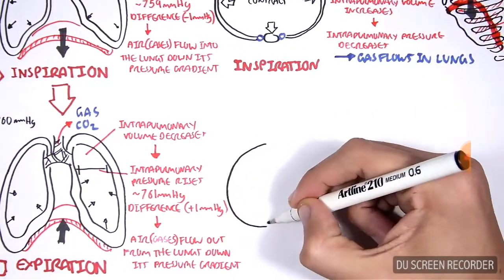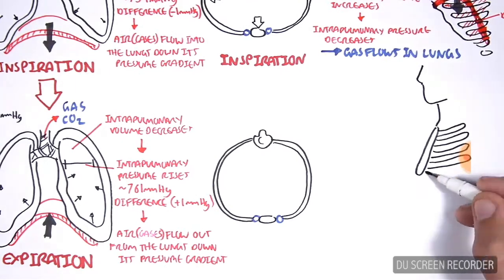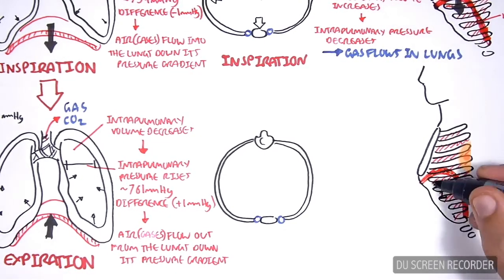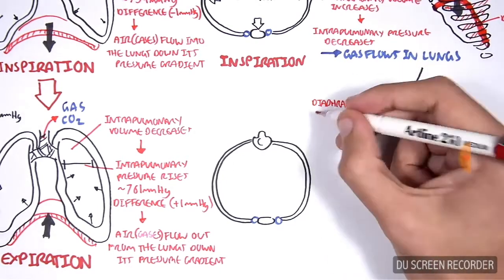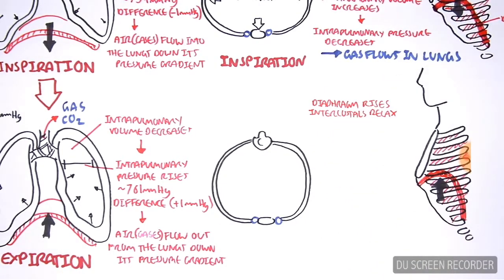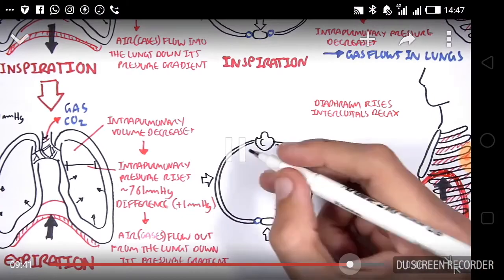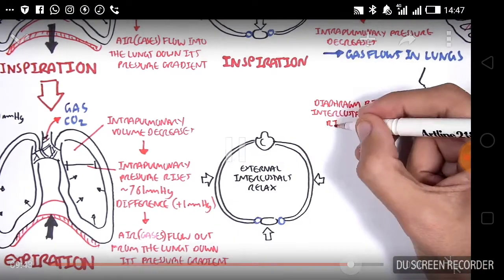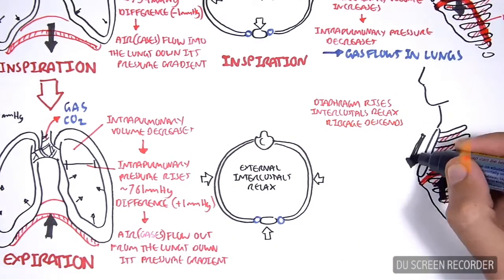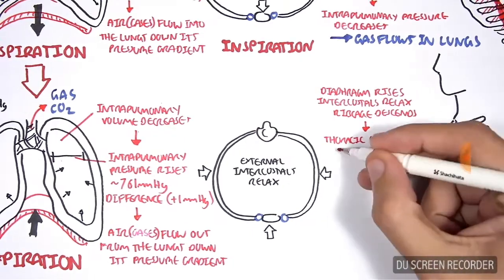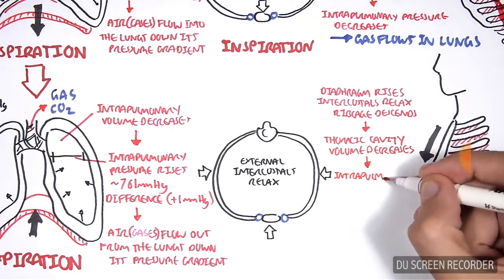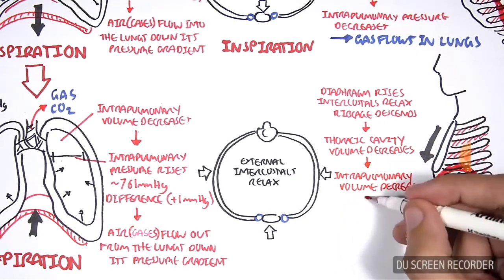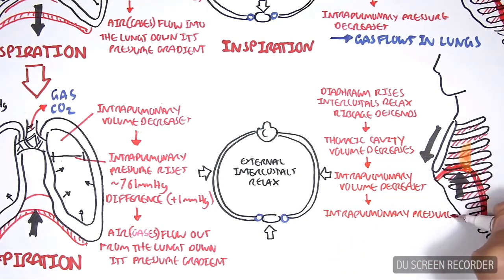Then we have expiration. In expiration, the diaphragm will rise and the intercostal muscles will relax. And so the thoracic cavity will decrease, will shrink, and the rib cage will descend. So the thoracic cavity volume will decrease. This will cause the intrapulmonary volume to decrease, which will cause the intrapulmonary pressure to rise, to increase.